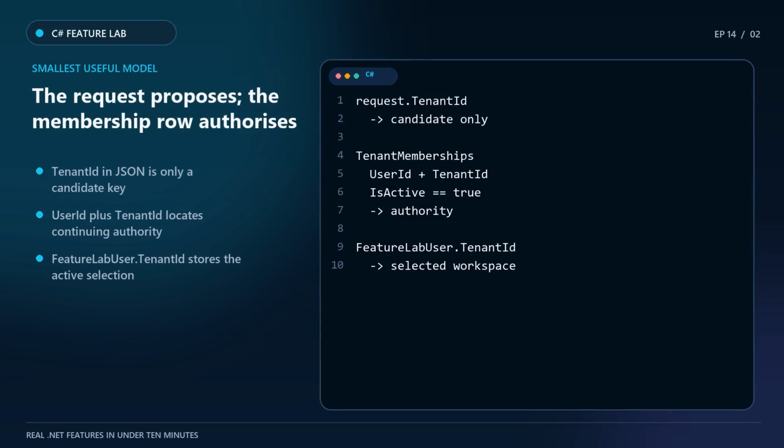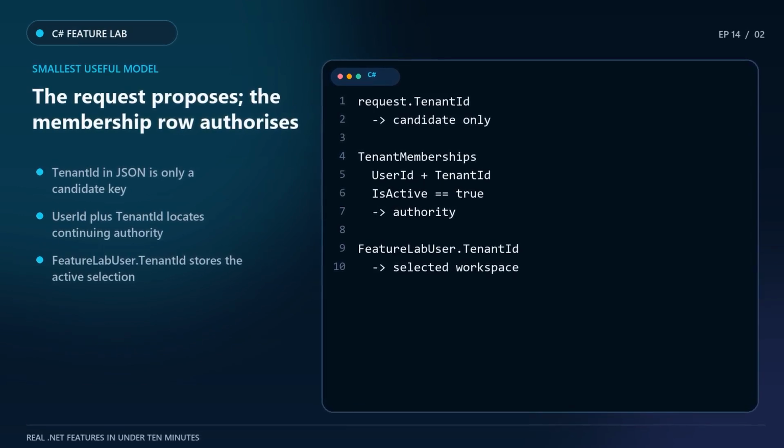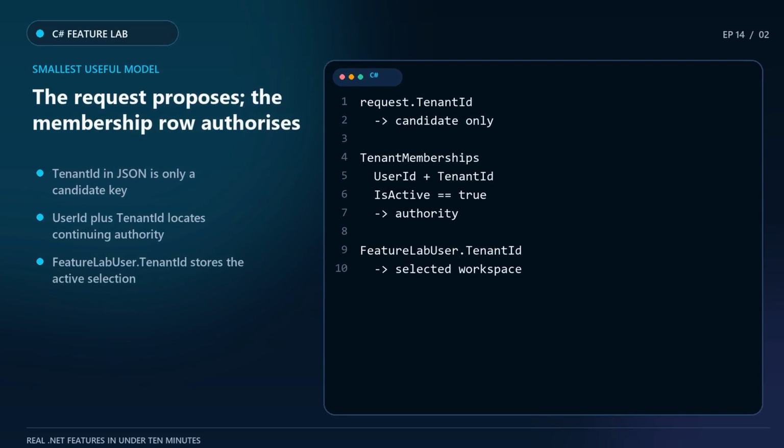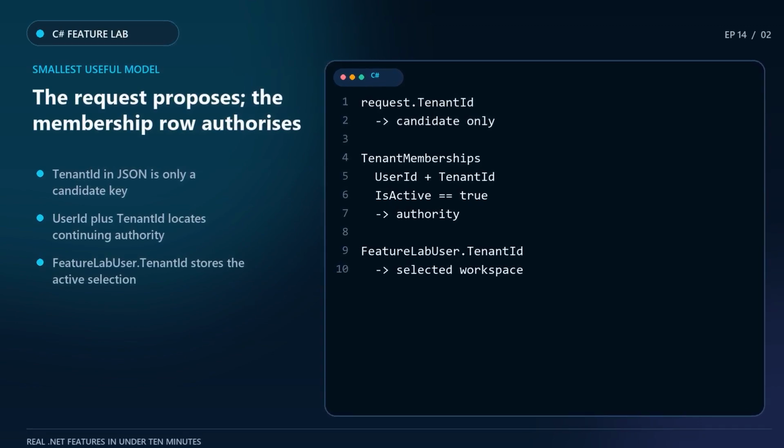The mental model is deliberately small. Authentication tells us which user sent the request. The submitted tenant ID tells us which workspace that user wants to select, but it proves nothing. Continuing authority lives in the composite tenant membership record for the authenticated user and candidate tenant, with isActive set to true. Only after that server query succeeds may featurelab_user.tenantID move to the candidate.